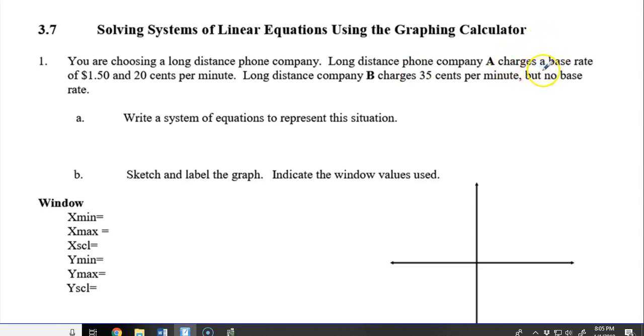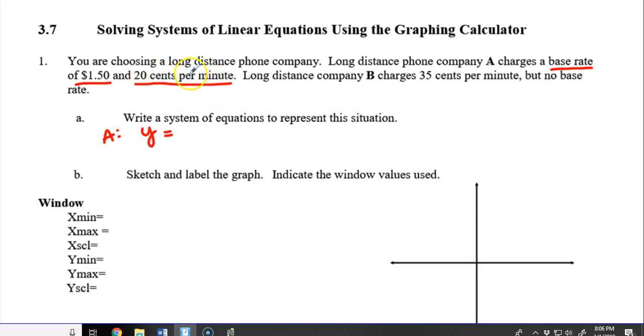Okay, so hopefully you identified the base rate, meaning what they're going to charge no matter what for any call, and then 20 cents per minute. That means that is dependent on the number of minutes you speak. So let's write that equation. So we'll call it y, and we'll call this just the A company. So they're going to charge $1.50 no matter what, and then 20 cents per minute.